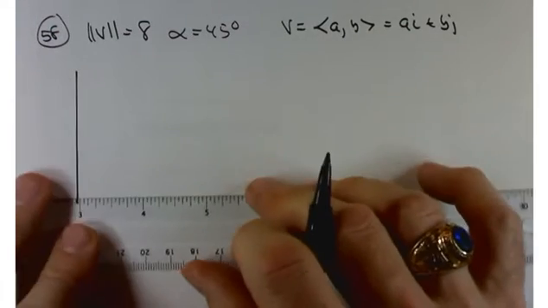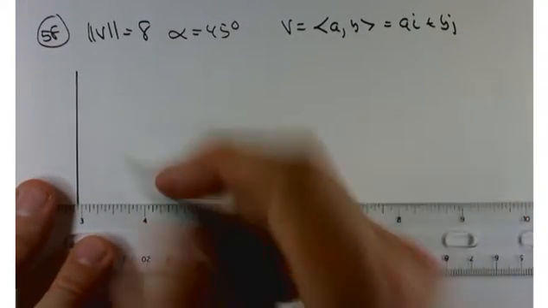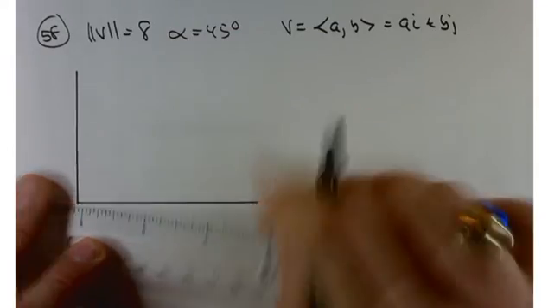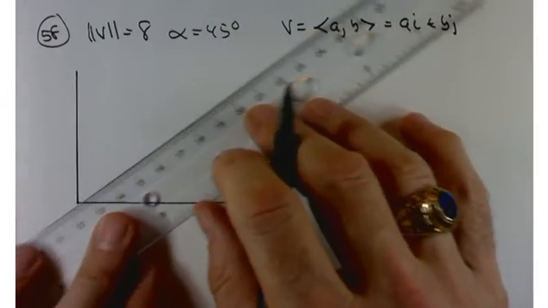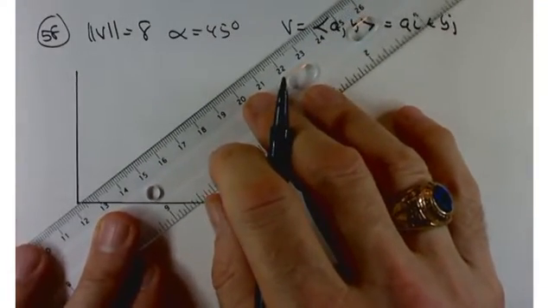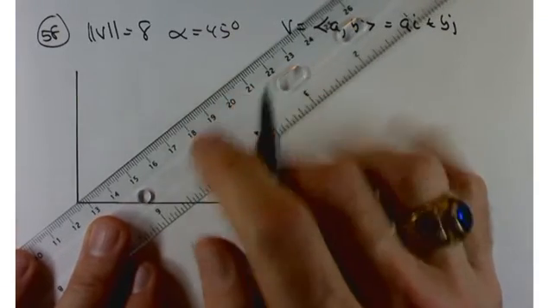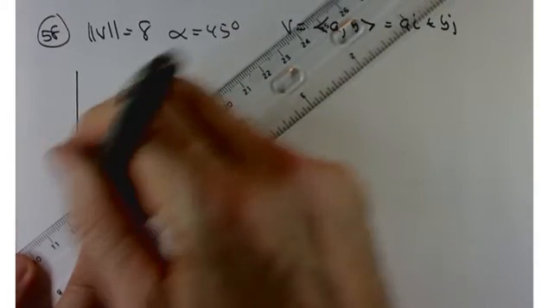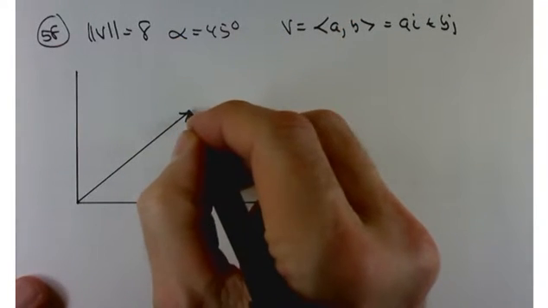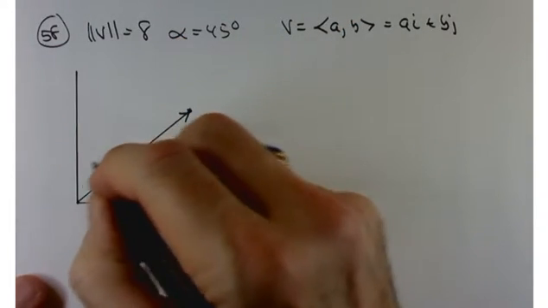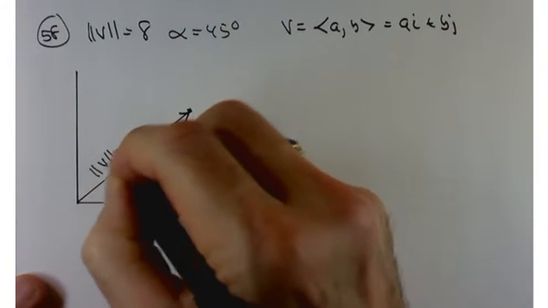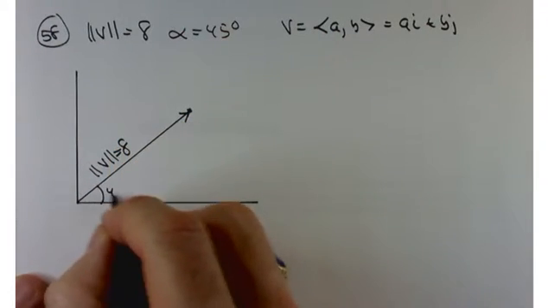Let's draw this first of all. So a 45-degree angle, that's going to be in the first quadrant. And that's pretty close. This distance here, the magnitude of v is 8. That's 45 degrees.